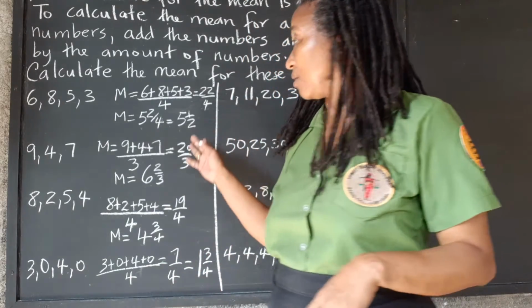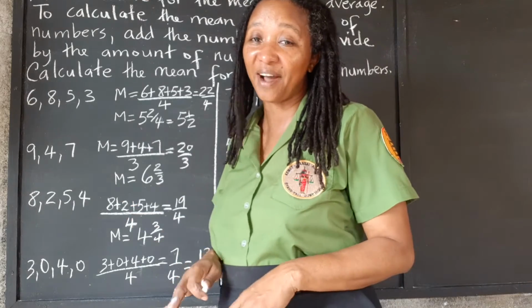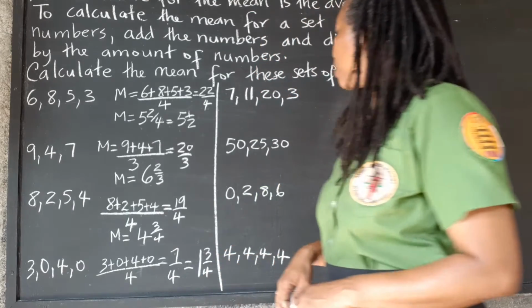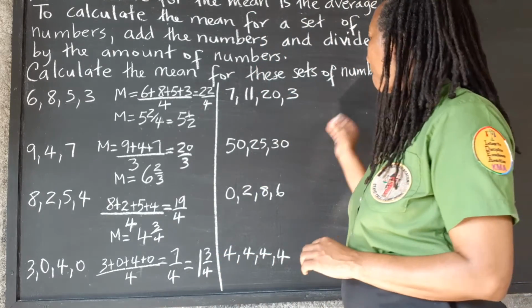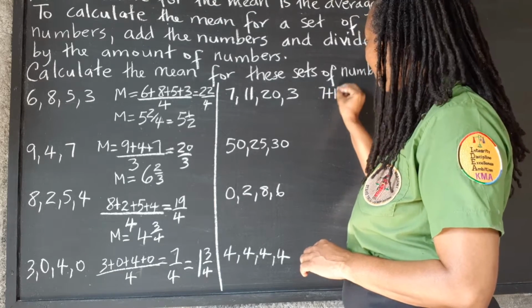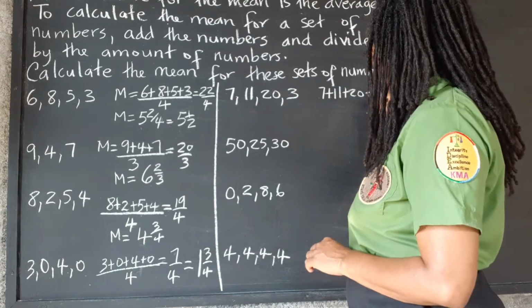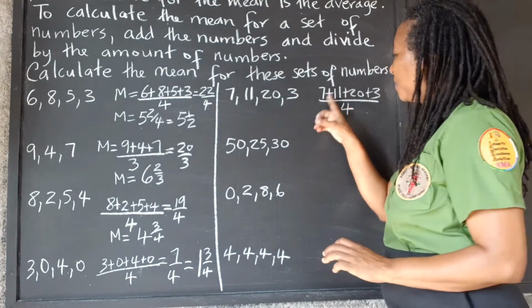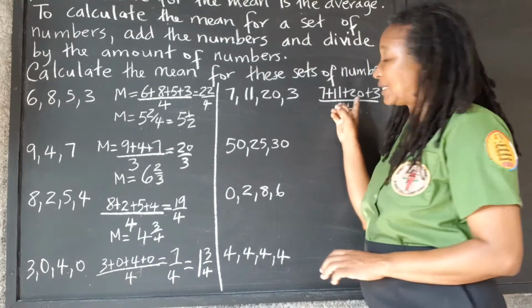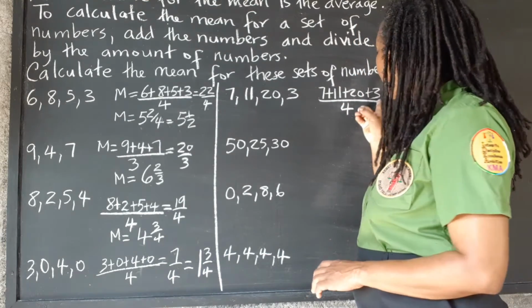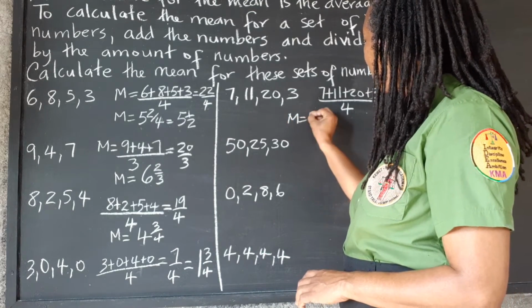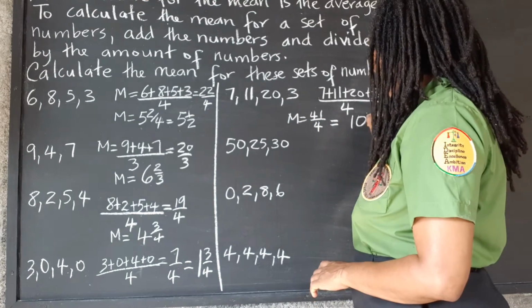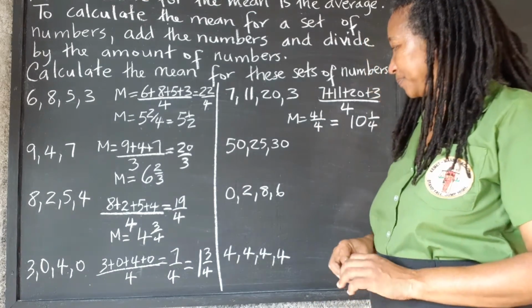All our means, all of our averages so far have been fractions, but we're okay with that. We're not scared of fractions. So let's look at these ones now. 7 plus 11 plus 20 plus 3 divided by 1, 2, 3, 4 numbers. 7 plus 11 gives 18. 18 plus 20 gives 38. 38 plus 3 gives 41, divided by 4. 4 goes into 41 10 times, remainder 1 over 4.